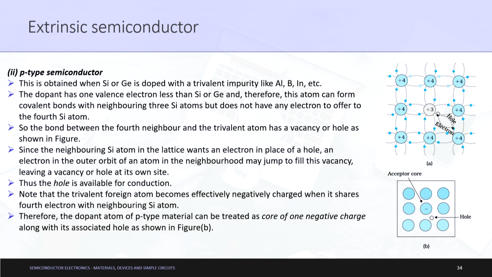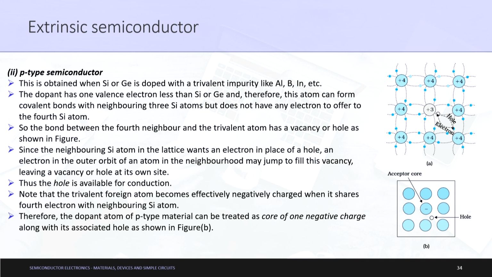As the name suggests, p-type: everything which was present in n-type, just reverse everything, and you will get a p-type semiconductor. What was happening in n-type semiconductor? A pentavalent impurity was being used. What is utilized in p-type semiconductor? A trivalent impurity will be used. Every majority carrier and minority carrier will be just reversed.